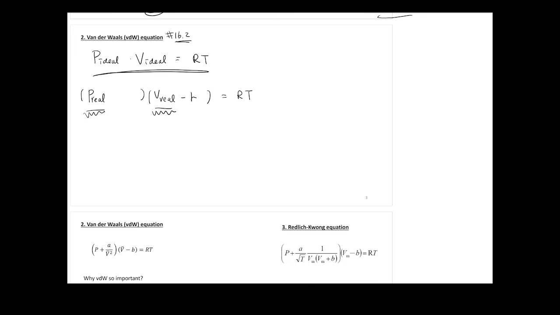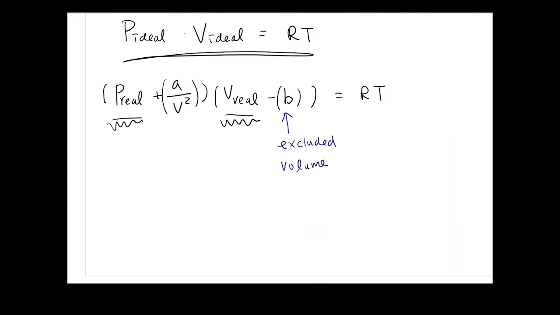In the end, we define this equation, which introduces two terms. The b here has a very specific name called the excluded volume. The a over V squared term is the so-called internal pressure. You will notice that one is minus and one is plus. So why do we have these different signs here?